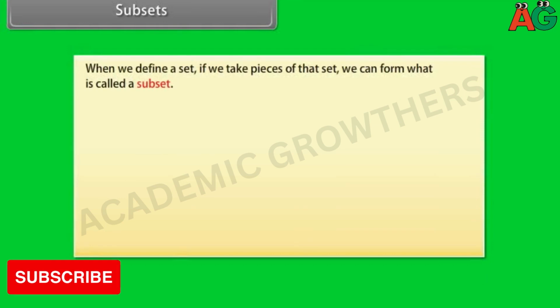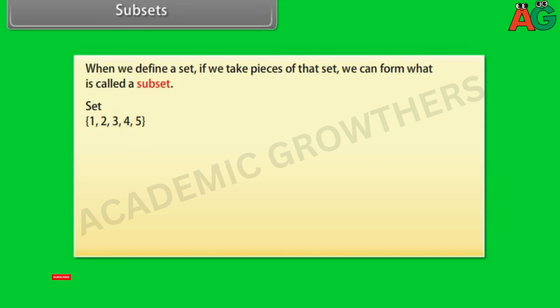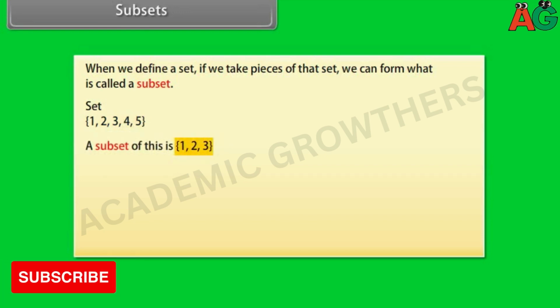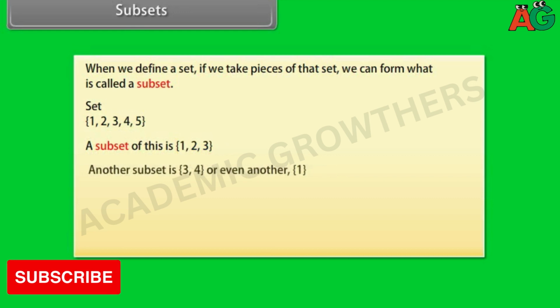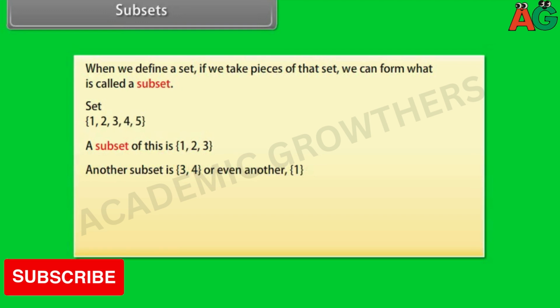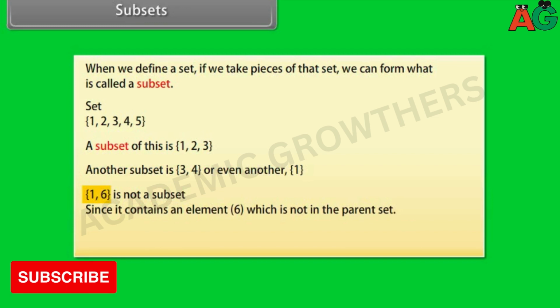Subsets. When we define a set, if we take pieces of that set, we can form what is called a subset. For example, we have the set 1, 2, 3, 4, 5. A subset of this is 1, 2, 3. Another subset is 3, 4. Or even another subset is 1. However, 1, 6 is not a subset since it contains an element 6 which is not in the parent set.